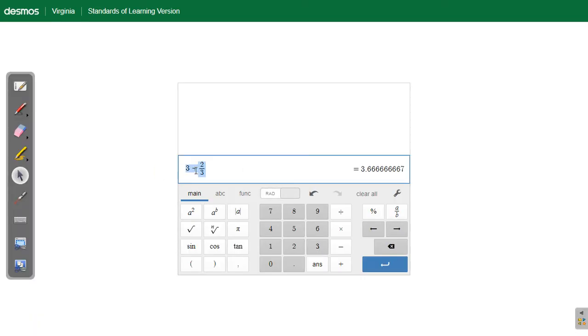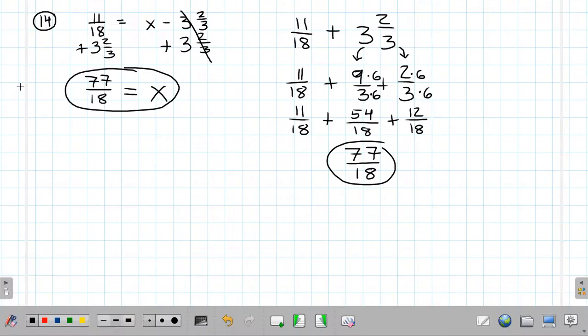You know you need, so let me erase all this. We need 11/18 plus 3 plus 2/3. And that's actually our answer right here. So in this case, it's 4.27 repeating.